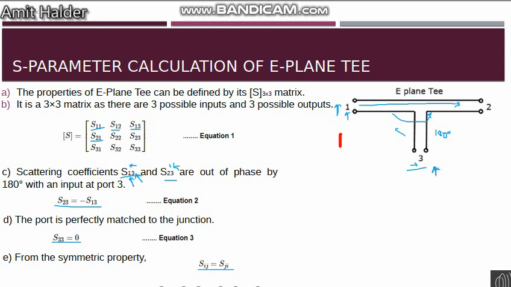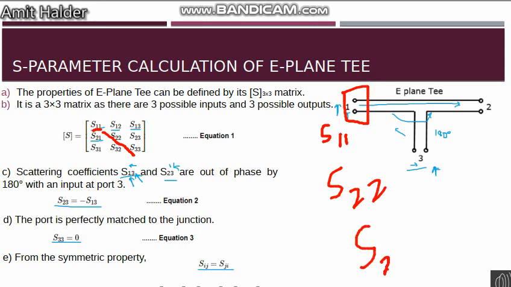If you get this type of thing, S11 is the first element of this 3 by 3 matrix. It will just give you an idea that it is a port only for one. So the diagonal elements are S11, S22, and S33.